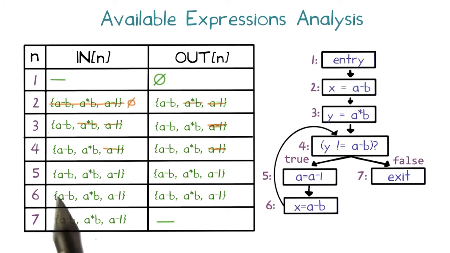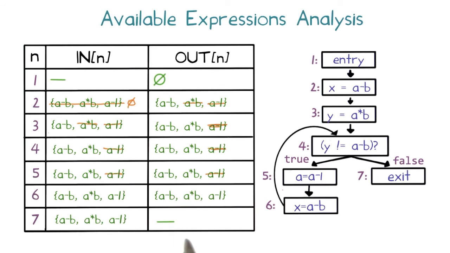At node 5, we first copy the out set of node 4 to the in set. Node 5 seems to generate the expression a minus 1, but in fact it does not, since it immediately overrides the variable a. Also, we'll need to kill each expression in our in set that uses variable a.